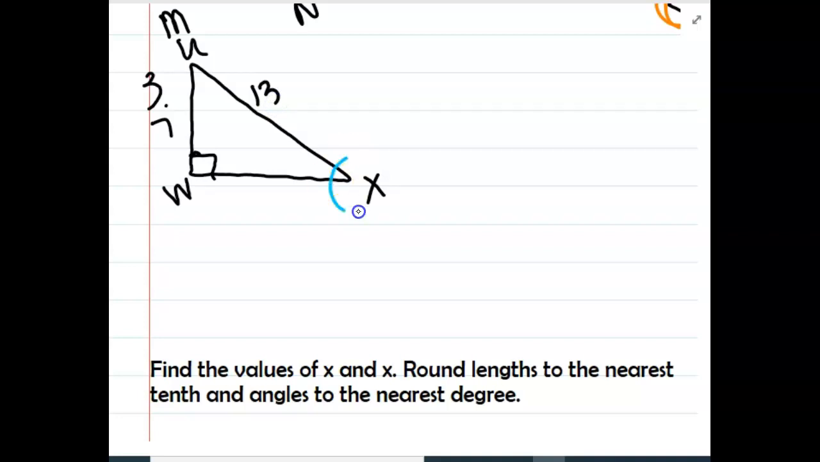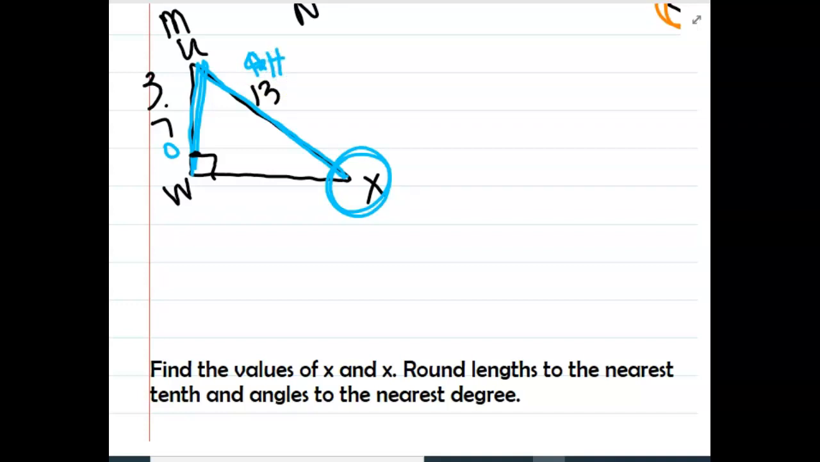Once again, we're looking for angle X. So I want you to think about what two sides you have. What two sides do I have? What's the 13? Hypotenuse. And what's the 7? Opposite. So which one? That's not right. I was like, what the heck?